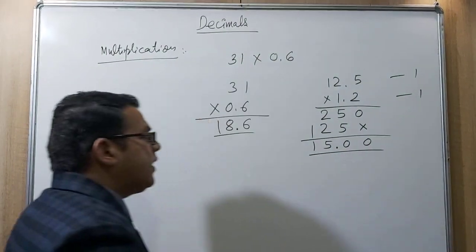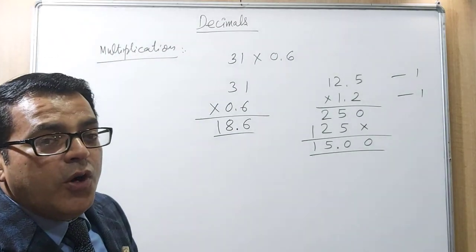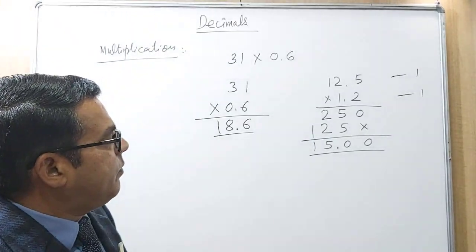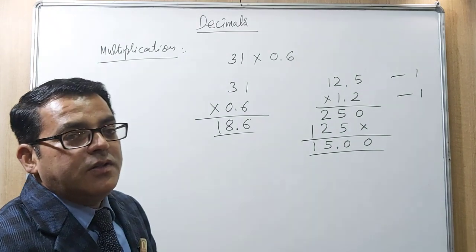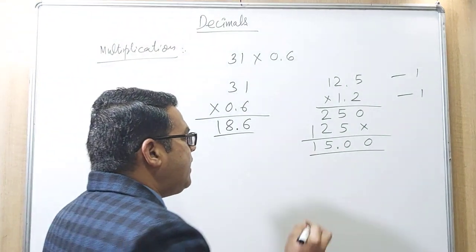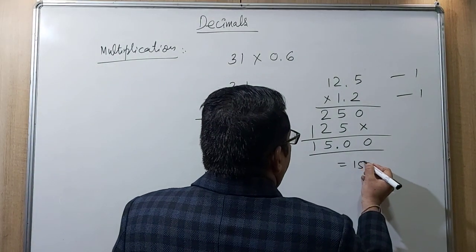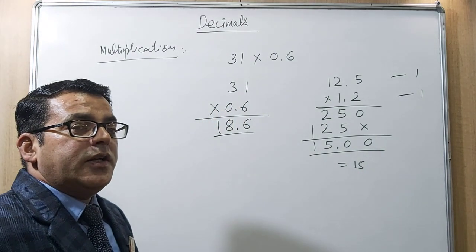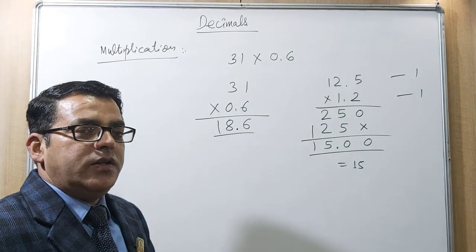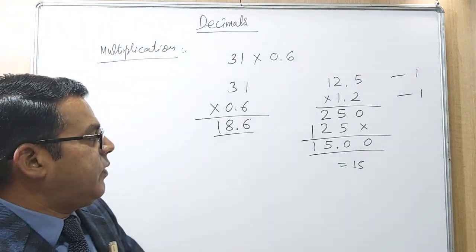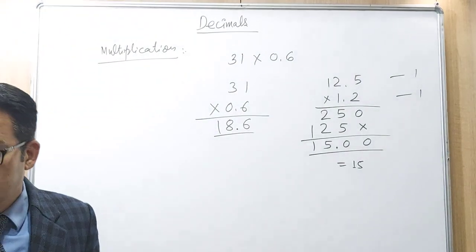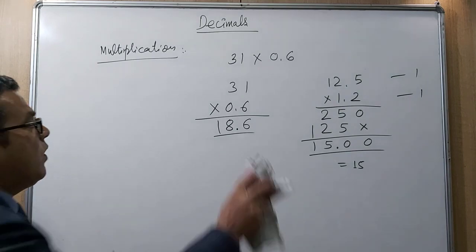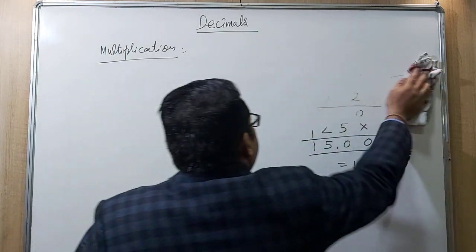So the answer we can write here is 15.00, or we can simply write it as 15. We know that after the decimal point, if you are writing zeros there, those zeros have no value. So we can write it as 15 only, or 15.00 also you can write. Hope you understand. One more example I am taking here.